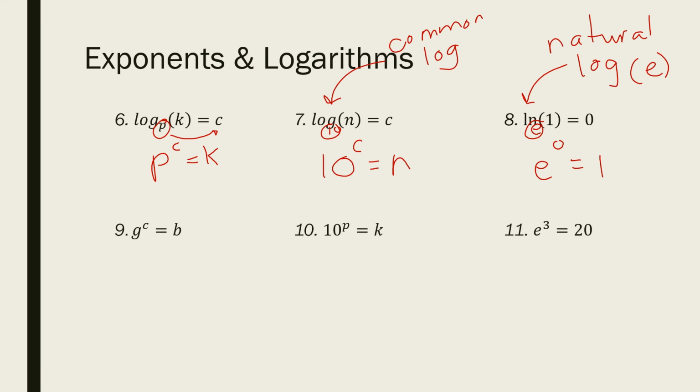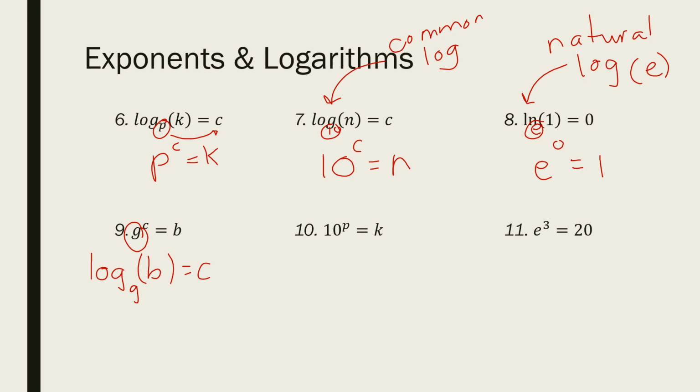Now let's try going in the opposite direction. Each one of these problems is given in exponential form. We have to convert it to a logarithm. So again, identify the base first. Number 9, my base is g. So when I convert this to a log, I'm going to have log base g. Then everything else switches. The b and the c switch sides. So it's going to be log base g of b equals c.